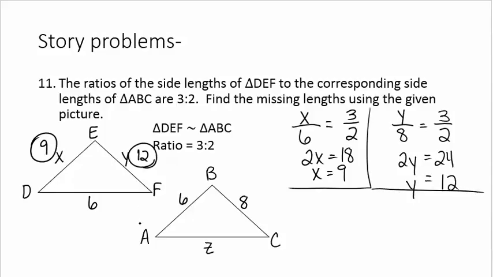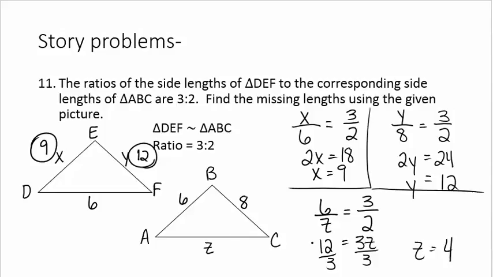And finally, to find z, z is similar to DF. You have to be careful here, make sure you're setting things up in the right order. If DF is 6, that's going to go on top because it's the ratio of DEF to ABC. So we have 6 over z equal to 3 over 2. When we cross multiply, we get 12 equals 3z. Divide both sides by 3, and z equals 4.